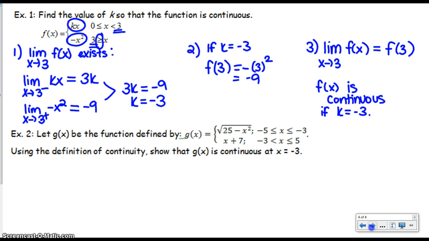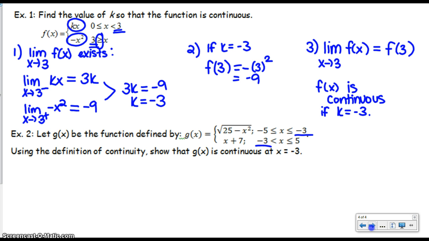So the basic idea is we want to know where the two pieces of the piecewise function are going to be equal to each other. And it's always going to be at this turning point of the domain. So look at example 2. Now we're given another piecewise function, and again, the domain changes at negative 3. And it says, using the definition of continuity, show that g is continuous at x equals negative 3.